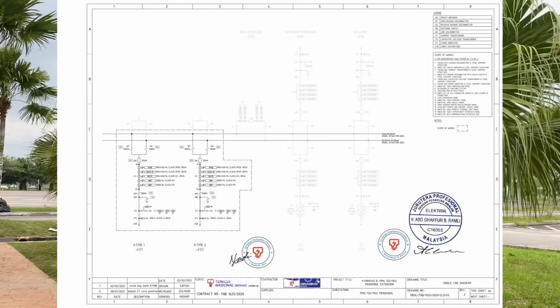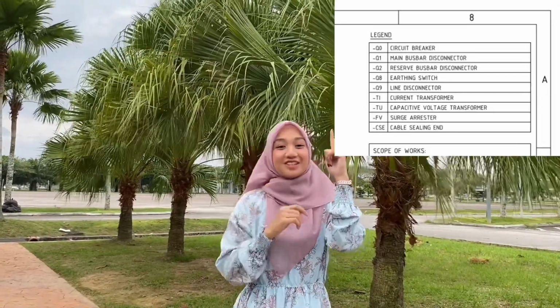So let's look at one of the real SLD from Project Maintain B PMU 132/11 kV Menkibul extension. By referring to this SLD diagram, we can see that there is a guideline or reference to read the drawing. Since SLD only has symbols of the equipment, we can refer to the legend table given in the SLD, which is on the right top of the drawing.